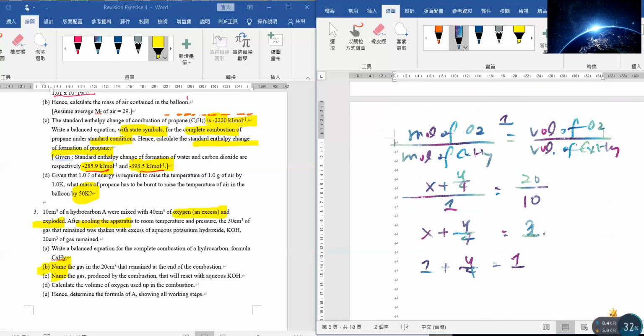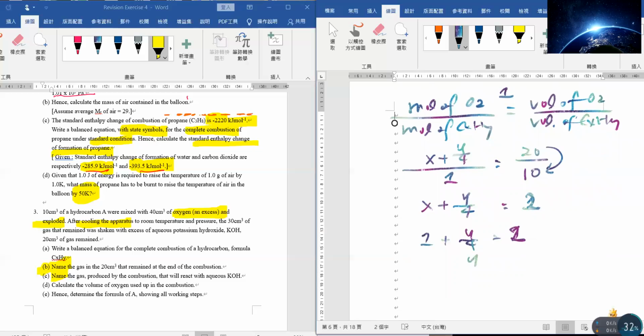Sorry, this is 2. Sorry, 20 divided by 10 is 2. Okay, then what we'll be doing is 2 minus 1. y is 4. Okay, understand?